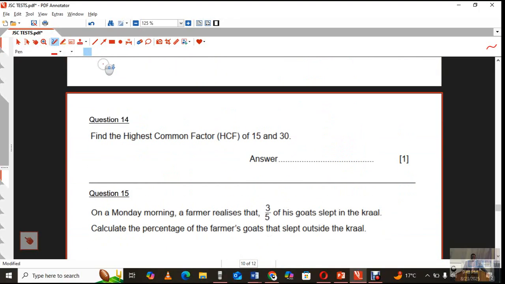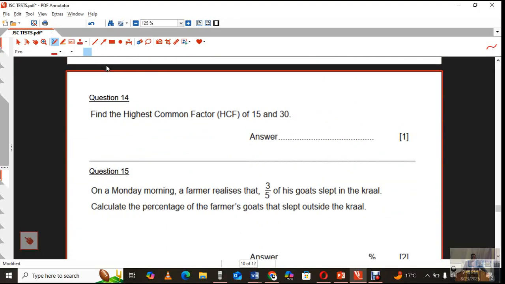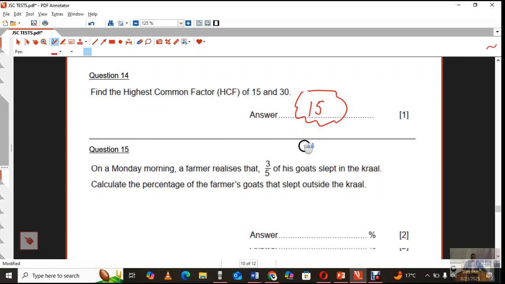Question 14. Find the highest common factor of 15 and 30. Well, this is a very straightforward question. It is just 15. 15 times 1 gives you 15. 15 times 2 gives you 30.